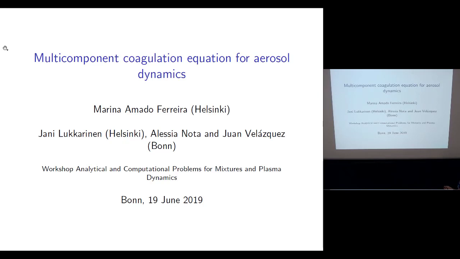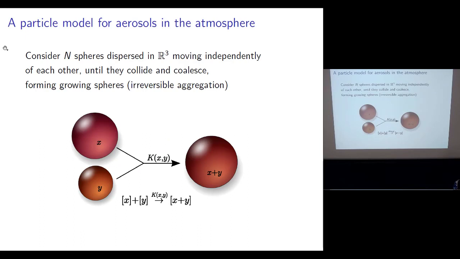So aerosols are particles in the atmosphere that, when they collide, merge and form bigger aerosols. These are the seeds for the formation of clouds. This is one of the main processes. When a particle with size x collides with a particle of size y, it produces a bigger particle of size x plus y at a rate K(x,y). This can also represent mass or number of monomers.